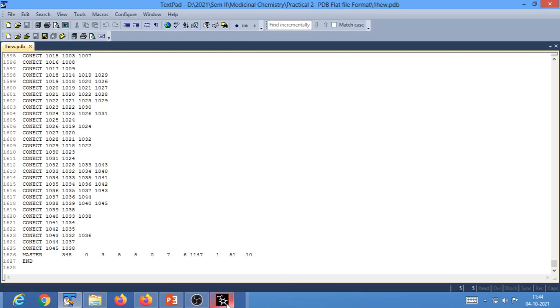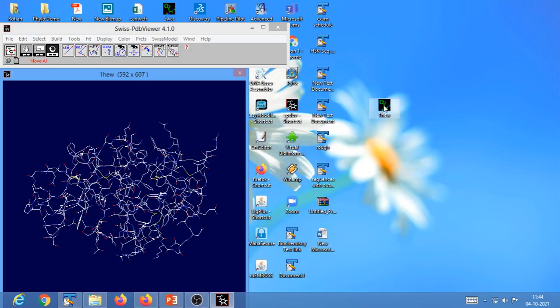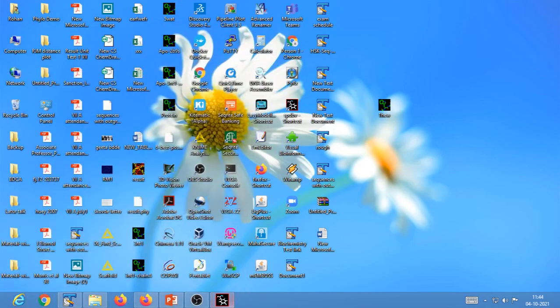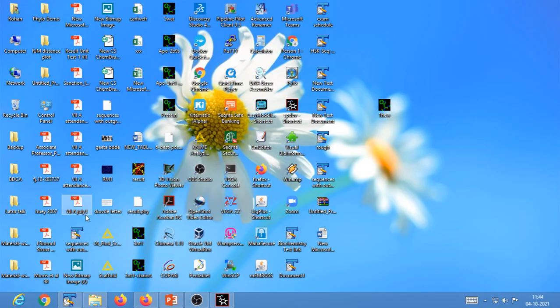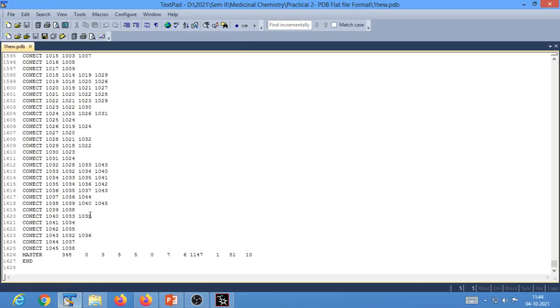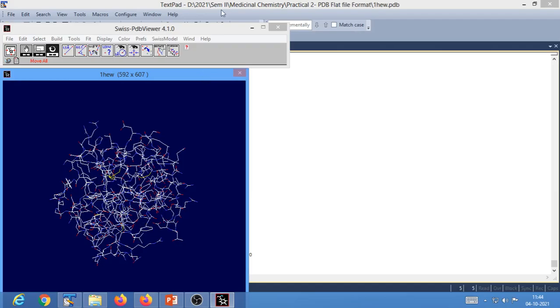These 1627 lines are read by your structure visualizer the moment you drag and drop it, and it shows you this beautiful model. See how fast these computers are: in just a blink of a second it has read all these 1627 lines and shown you this beautiful model.